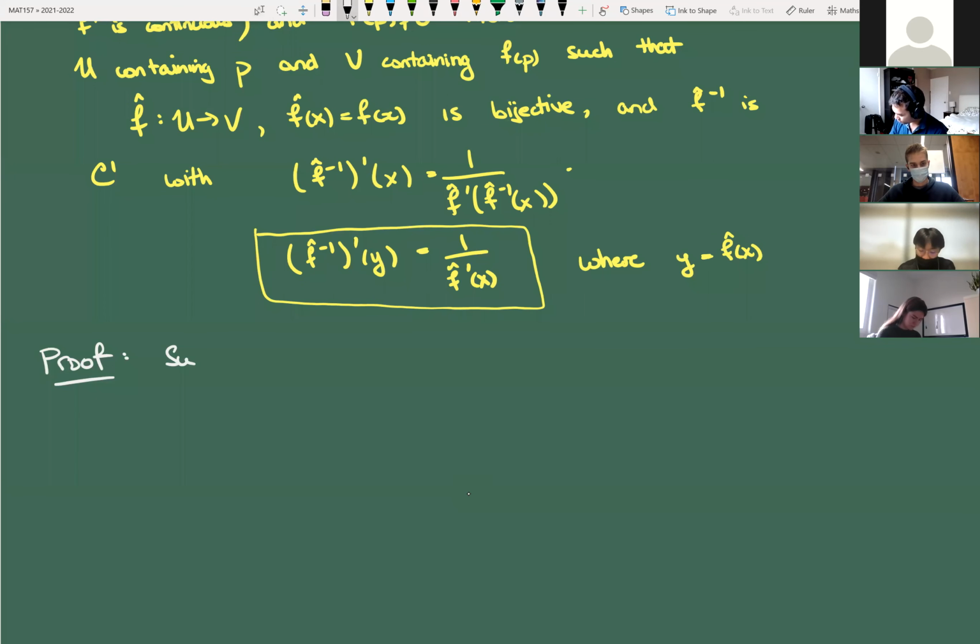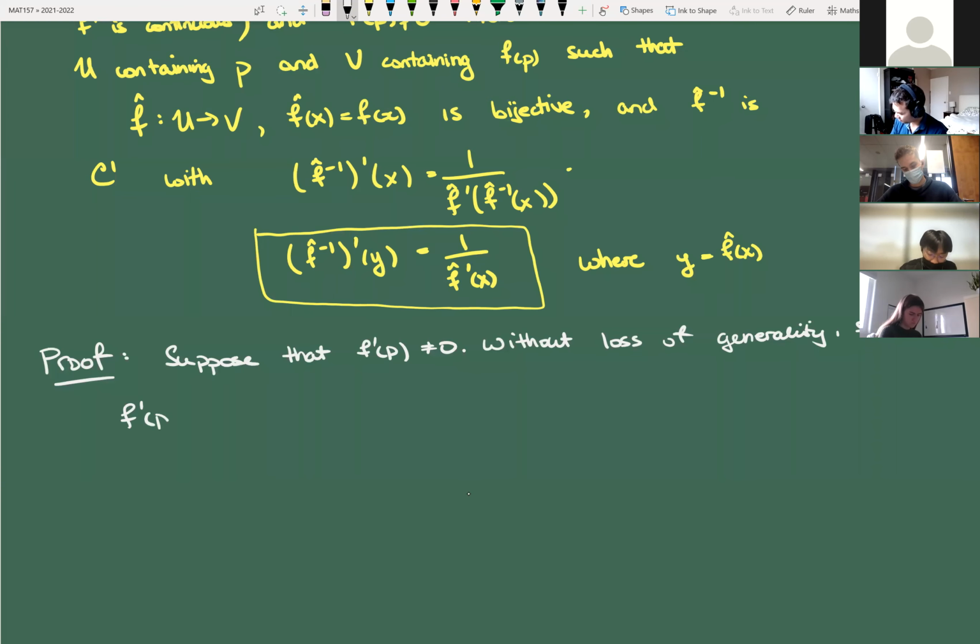So suppose that f prime of p is not equal to 0. And I'm going to say, without loss of generality, assume that it's actually positive. Okay, so without loss of generality, suppose f prime of p is actually greater than 0, okay? Because if it's less than 0, you'll see that the argument is going to be almost identical. We're not actually going to use this for a lot.